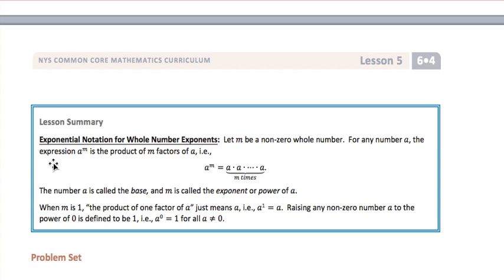Remember, exponential notation for whole number exponents, just meaning that the exponent, the small number, is going to be a whole number, is written as the base times itself the exponent number of times. Okay, this is all kind of confusing to write in a mathematical rule. But we are taking the base, the large number, and multiplying it times itself as many times as the exponent or the small number tells you.